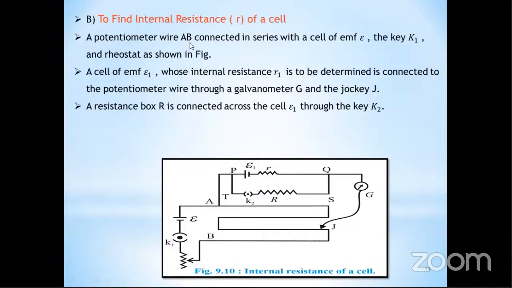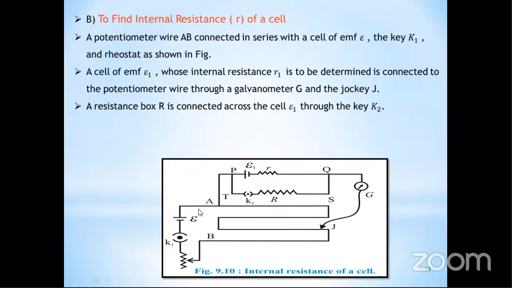A potentiometer wire AB is connected in series with cell E, as shown in the diagram. This is called the series combination, with the key K1 and rheostat as shown in the figure. Therefore, the cell E1, whose internal resistance r is to be determined, is connected to the potentiometer wire through a galvanometer G and the jockey. Here, this is the galvanometer G and this is the jockey. This A and B is nothing but the potentiometer.